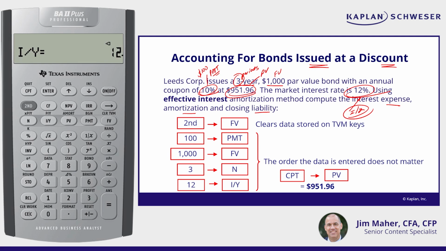And now we're going to compute our present value, okay? And we see negative 951.96. I left the negative sign off here, but you get the idea. Once again, that would be your purchase price on the bond. And we figured out our present value. And remember, the order does not matter when you enter all this information over here on the left-hand side, okay?